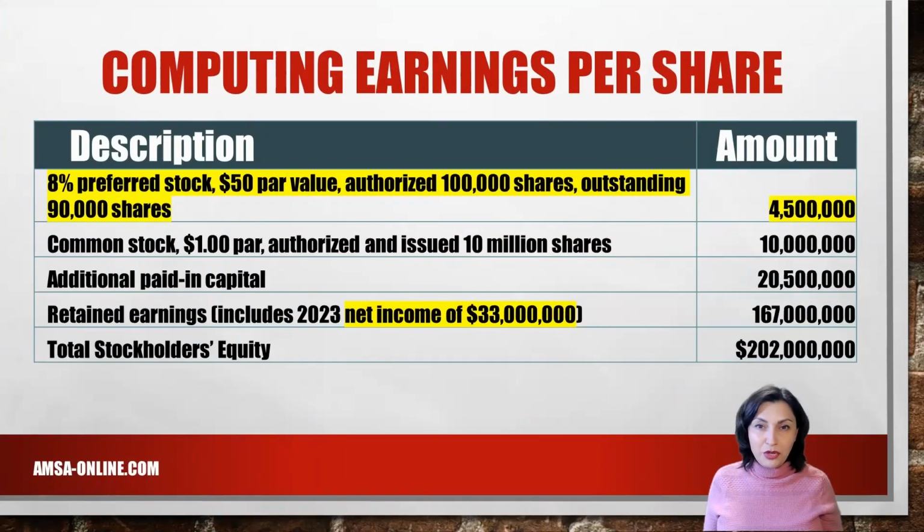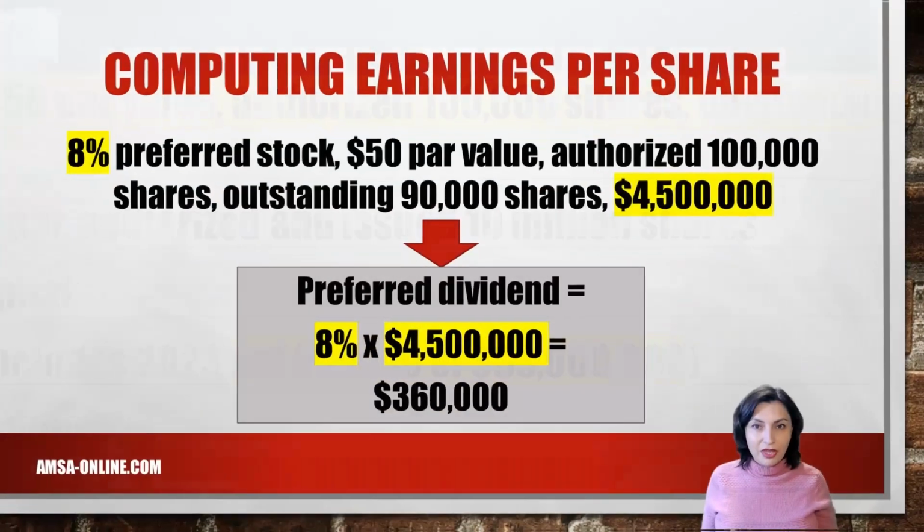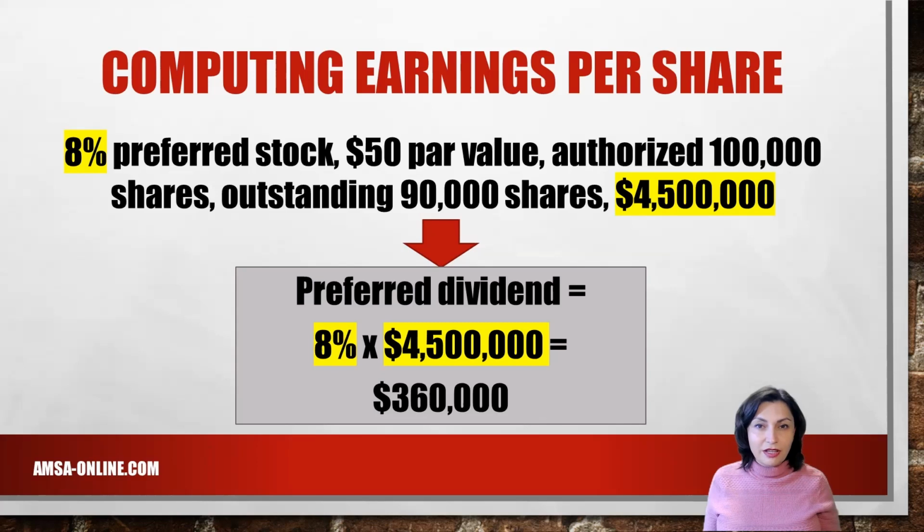In our example, we have 8% preferred stock, $50 par value, authorized 100,000 shares, outstanding 90,000 shares. The total is $4.5 million. Provision for preferred dividends is calculated as follows. Total preferred stock of $4.5 million multiplied by 8%. Preferred dividends are $360,000. This amount will need to be subtracted from the net income of $33 million.